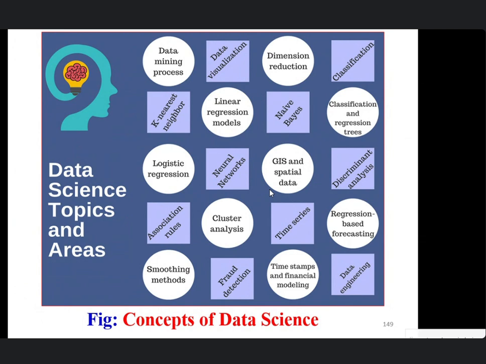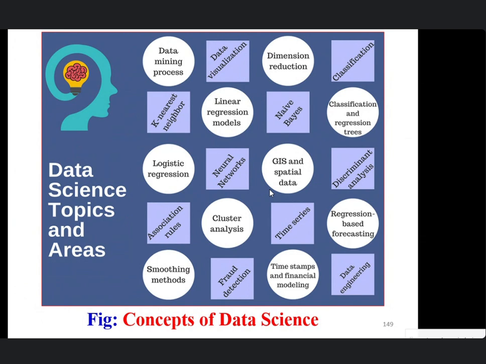Then classification and regression trees. Under classification we are using decision trees in order to classify the data based on the root node. We are taking the decision. Likewise, we are calculating. Then logistic regression is one of the regression techniques in order to predict the future value based on the past values.